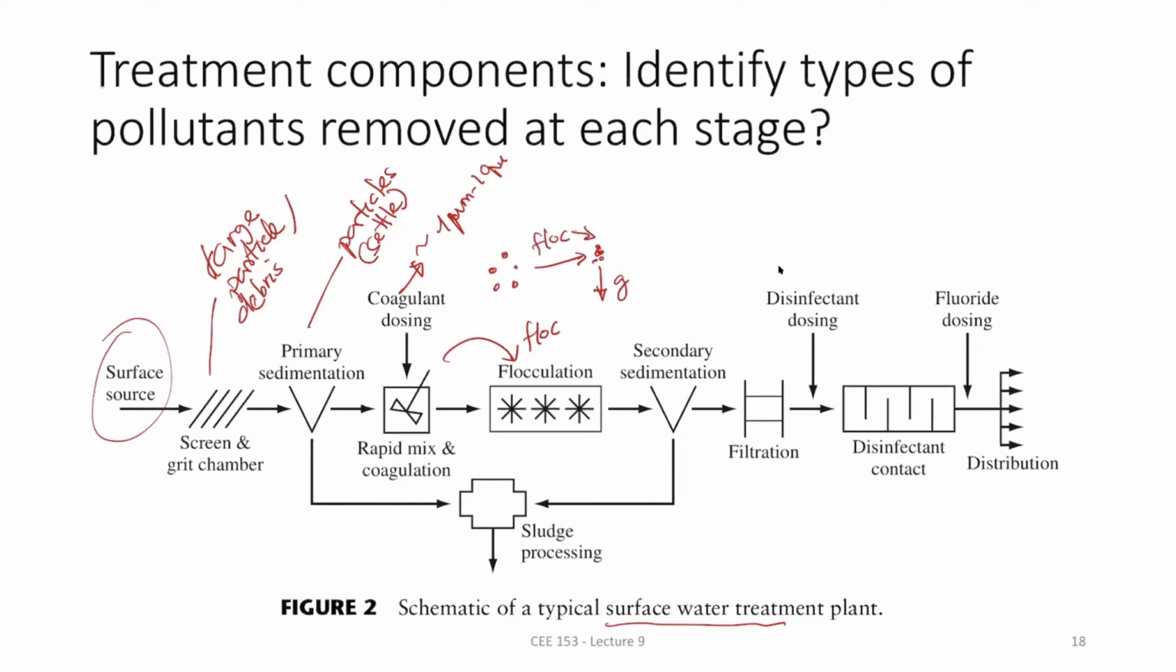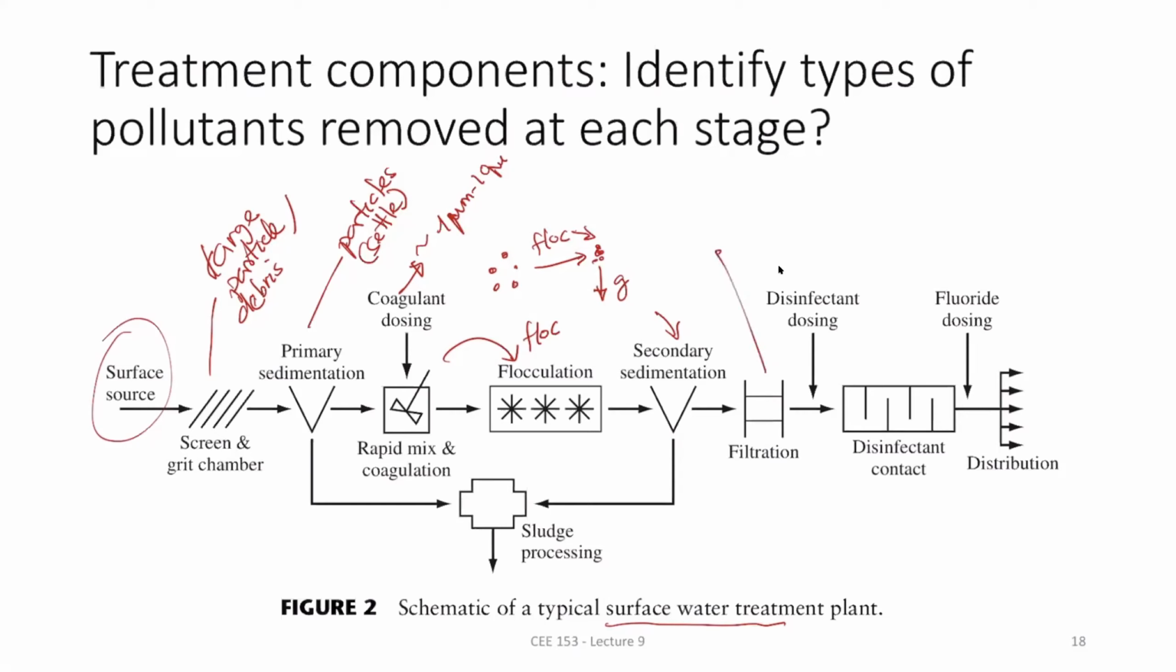And then once you create the flock, you have to remove them by gravitational force. That's why you have to create another sedimentation, secondary sedimentation, to remove them. Once you finish all that, you want to remove some of the very fine particulates by filtration. So that's why you add filtration. It can also remove some bacteria. So that's why you want to remove some microorganisms by filtration.